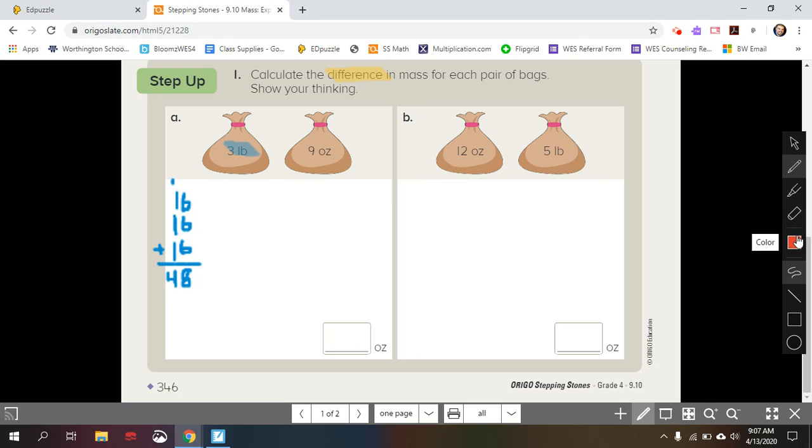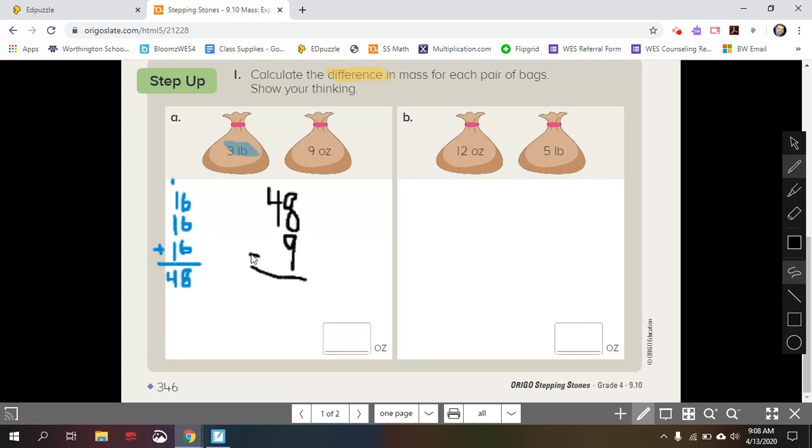So I know that if I turn this into ounces, it's going to be 48. And now that I know that, I know 48 is my bigger number. And if I'm trying to subtract and not get a negative, I'm going to put it on top. And I'm just going to do 48 ounces, take away 9 ounces. Okay, there probably will be some borrowing in there.